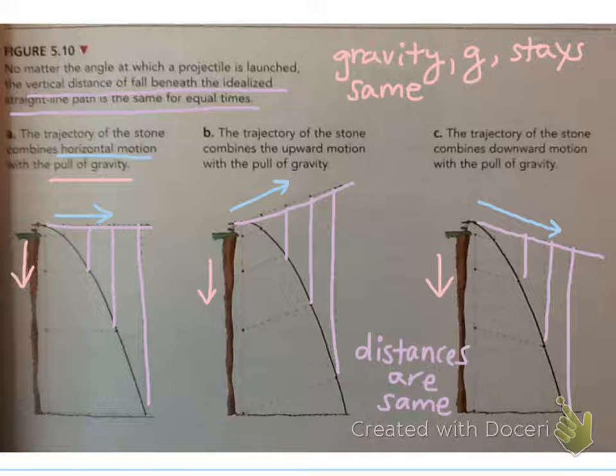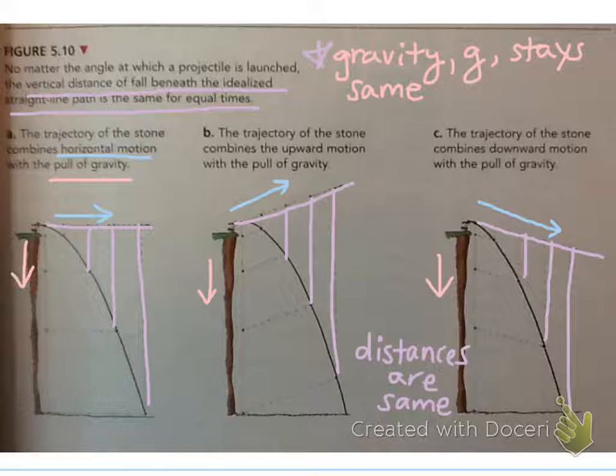Why are those distances all the same? Because what's acting in the vertical portion of this? Gravity. Does gravity change? Nope. So that's what this figure is about.